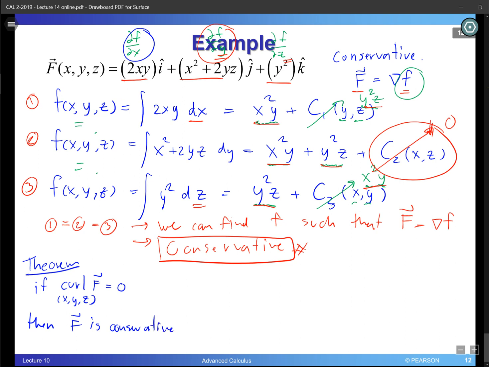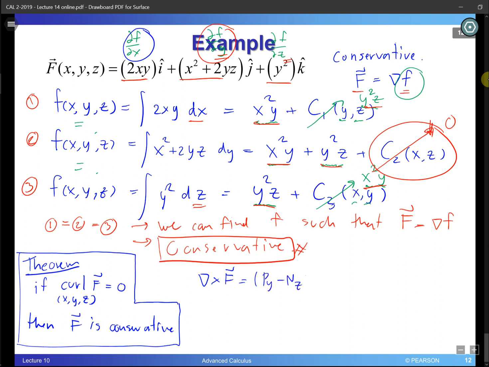All you need to do is to compute the curl. And you can determine right away whether this vector field is conservative or not. So this is the theorem that we are going to use. If the curl is equal to 0, then conservative. So let's find that. Curl of f equals the same formula, Py minus Nz i plus Mz minus Px j plus Nx minus My k.